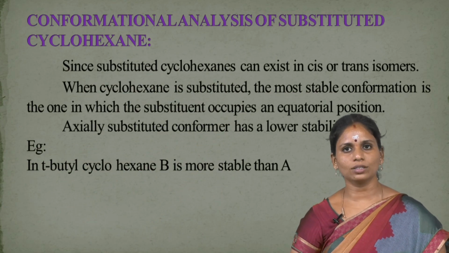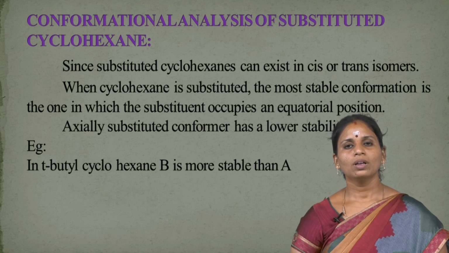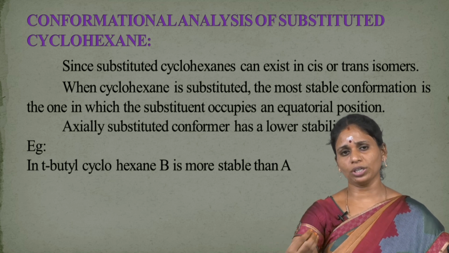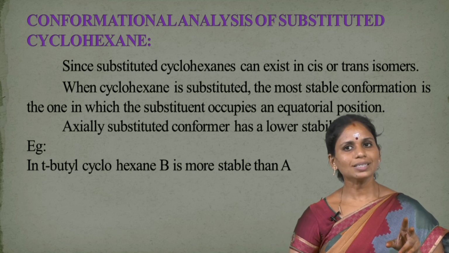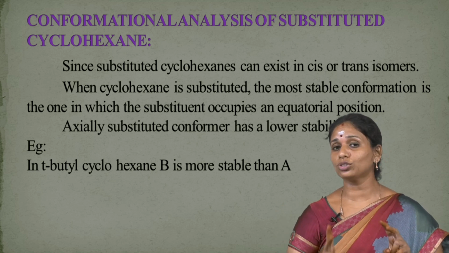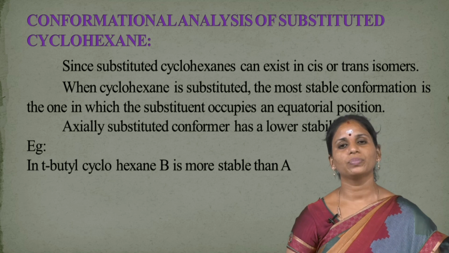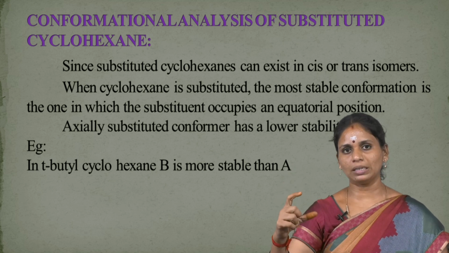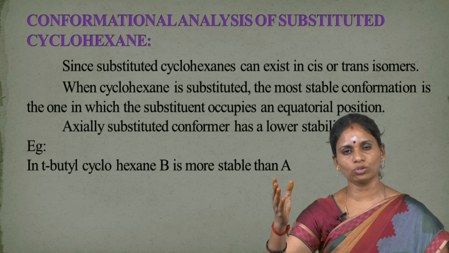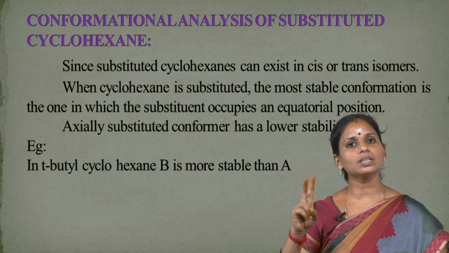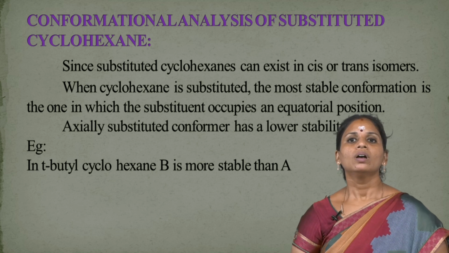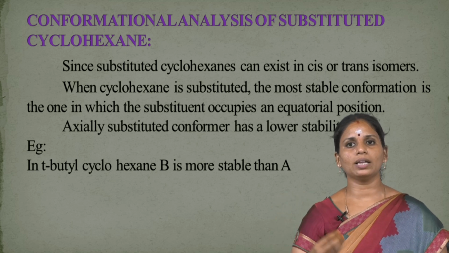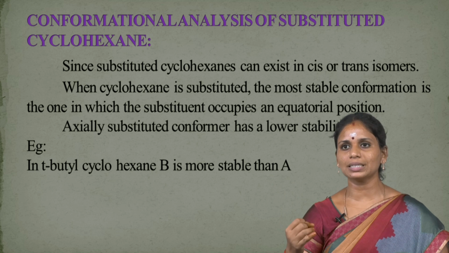Conformational analysis of substituted cyclohexane. If you have some substitutions on the cyclohexane, which position is more favorable? Substituted cyclohexane can exist in two forms, that is cis form and trans form. Cis means the two similar groups are present on the same side, and trans means similar groups are on opposite sides. That is the cis and trans isomers we know. So for substituted cyclohexane we can expect two forms, cis and trans.